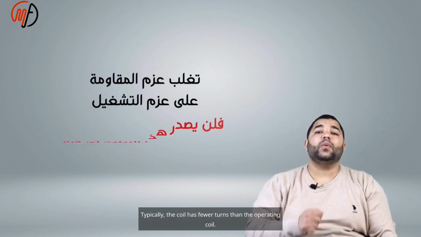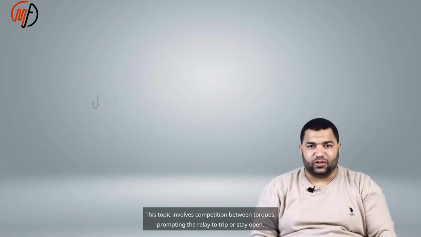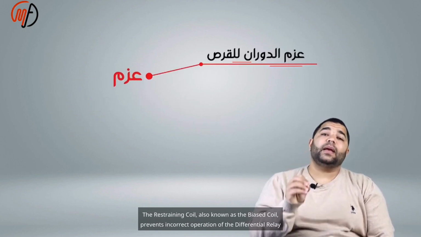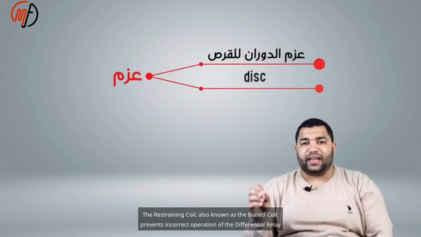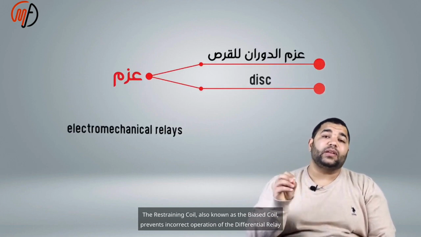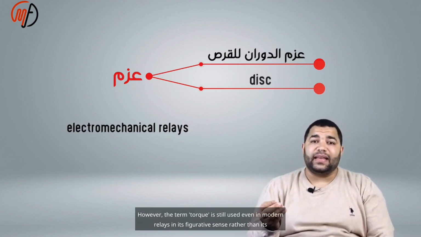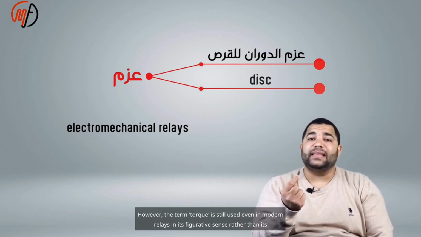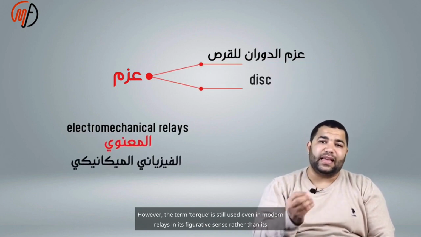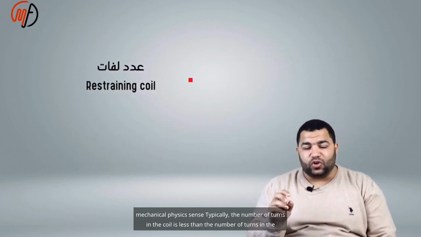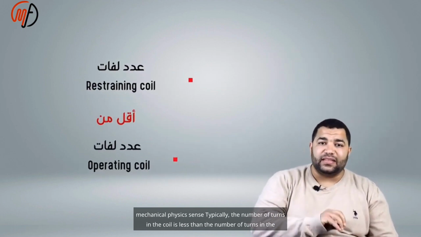Typically, the restraining coil has fewer turns than the operating coil. The restraining coil, also known as the biased coil, prevents incorrect operation of the differential relay by resisting it. However, the term torque is still used even in modern relays in its figurative sense rather than its mechanical physics sense.